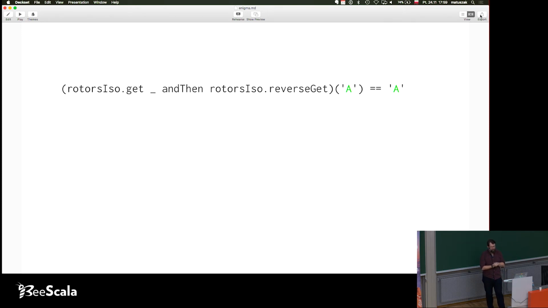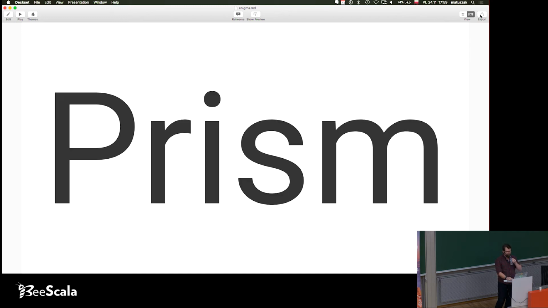And if we take our rotors and then we get the reverse, so we will get the same letter. Nothing fancy in here, but in the moment we will see the true power of lenses. Does it make any sense? Right?